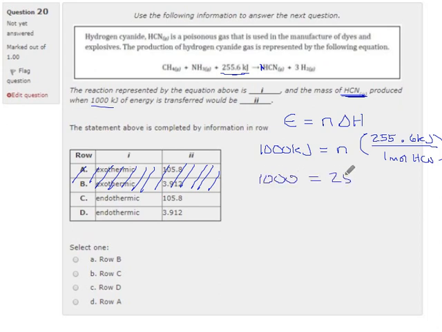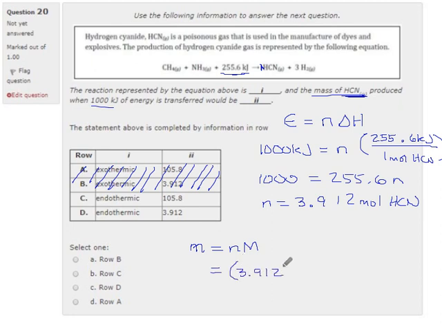So 1,000 equals 255.6 N. Divide both sides by 255.6 and you get 3.912 moles of HCN. But they don't want the moles of HCN, they want the mass of HCN. So the mass of anything equals its number of moles times its molar mass. We have the number of moles. And the molar mass for HCN would be what?